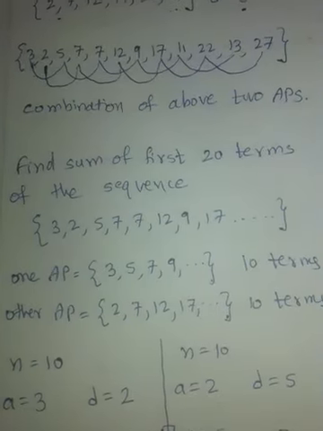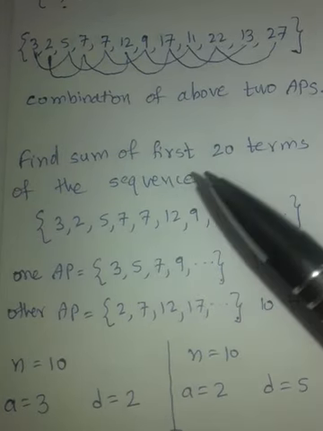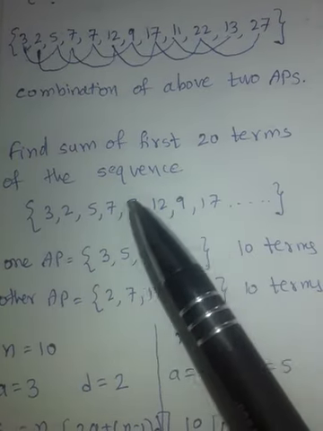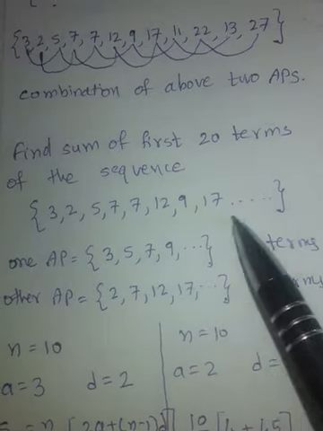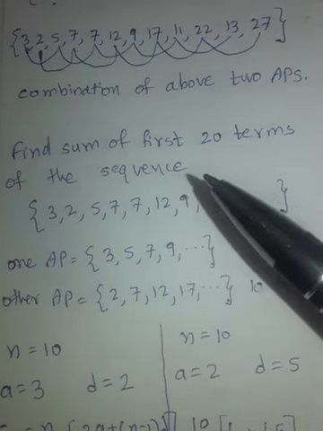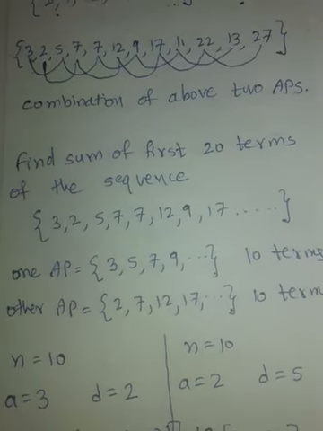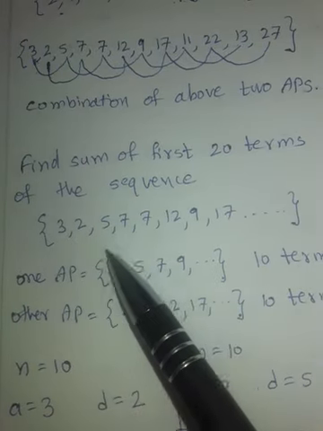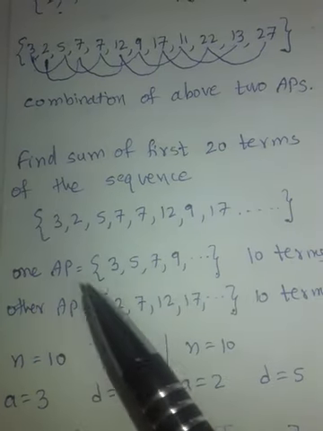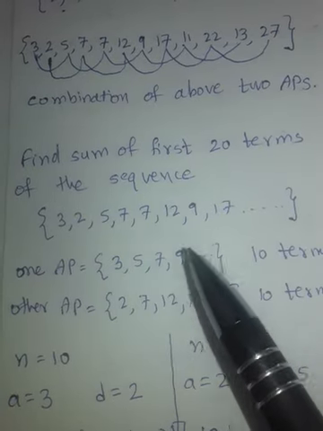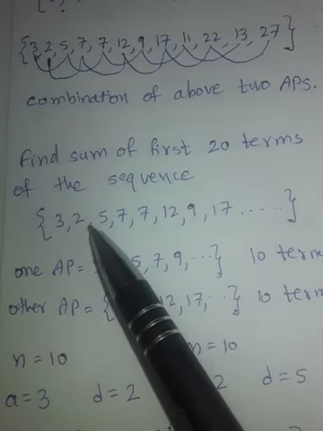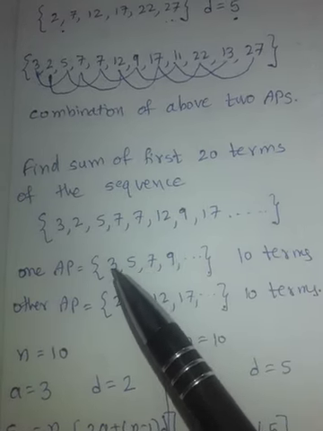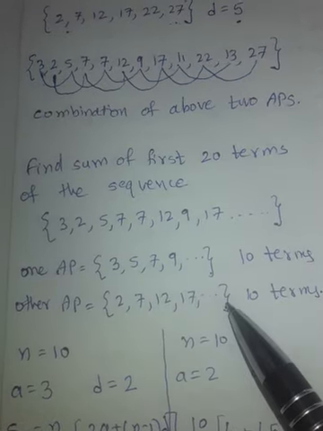So now let's see how we solve the examples based on combination of APs. This is the example. Find the sum of the first 20 terms of the following sequence. Just as we discussed, we try to find whether it is a combination of APs. Adjacent terms, I am not able to see any relation, but alternate terms, I see the relation, so I just copy them. All alternate terms, 3, 5, 7, 9, I copy here. Then the remaining terms, 2, 7, 12, 17, I copy here. So now I see this is also AP, this is also AP.